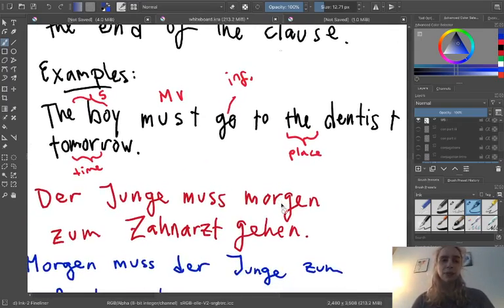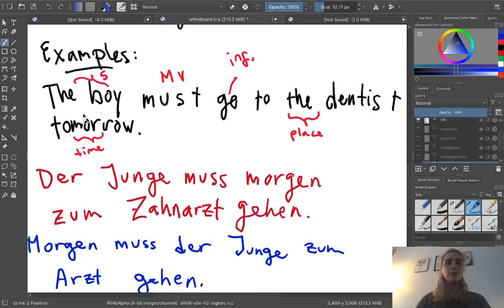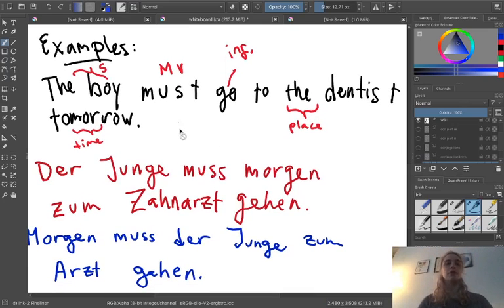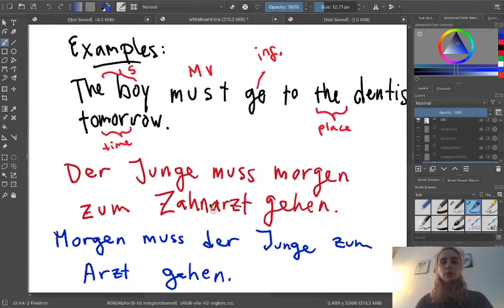So we could look at some examples here. In English, we could say the boy must go to the dentist tomorrow. We have a modal verb, must, and then the action that it's modifying, the infinitive go, the subject, the one performing the action, the boy, and then we just have a place and time. These are less important with regards to our word order. So if we translate this into German, we have to shift our word order a little bit. Der Junge muss morgen zum Zahnarzt gehen. Oder morgen muss der Junge zum Zahnarzt oder einfach zum Arzt gehen.